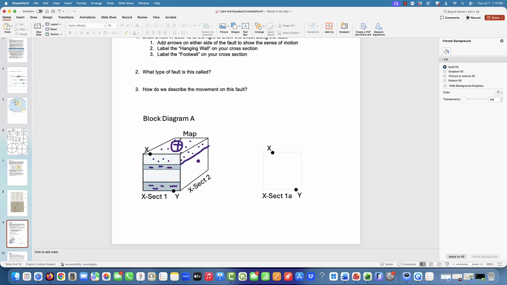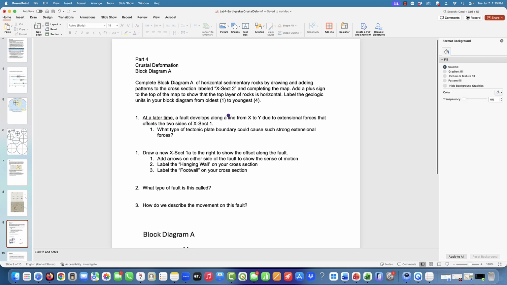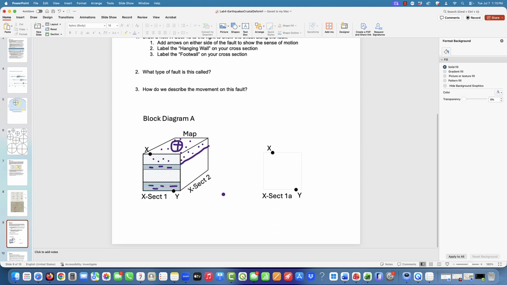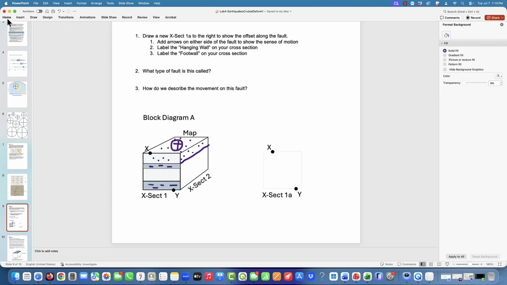So the first part of this block diagram is to complete the block diagram over here. The other part is that you'll see what would happen if a fault develops along the line between X and Y due to extensional forces. So let's talk about how we're going to do this. I'm just going to clear what I've drawn here.